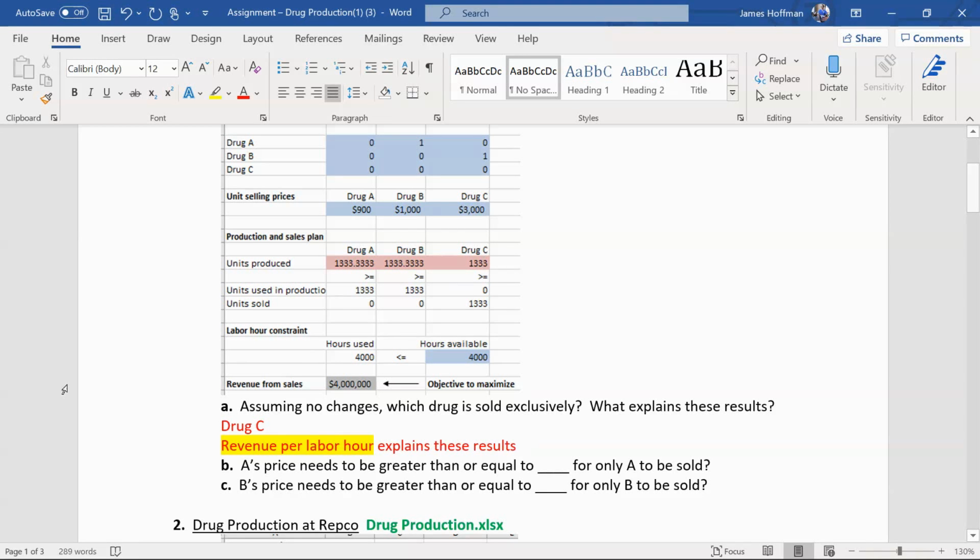So what we want to do first, before we can go to part B, is determine the revenue per labor hour for drug C, because right now that's the one that's being sold as opposed to the others. So let's calculate. Let me give you the general form again for revenue per labor hour.